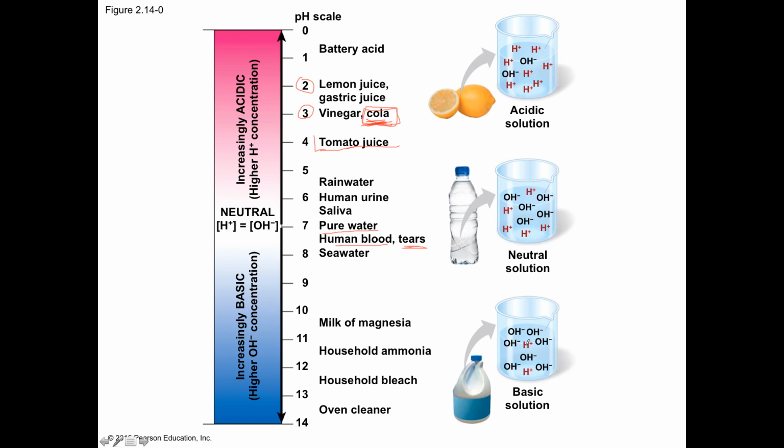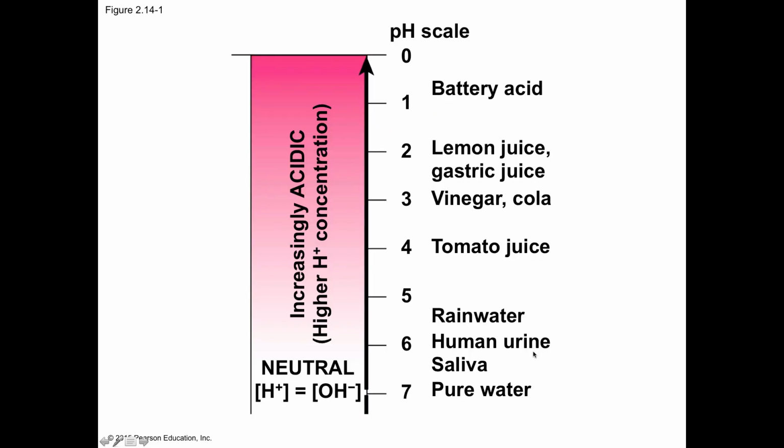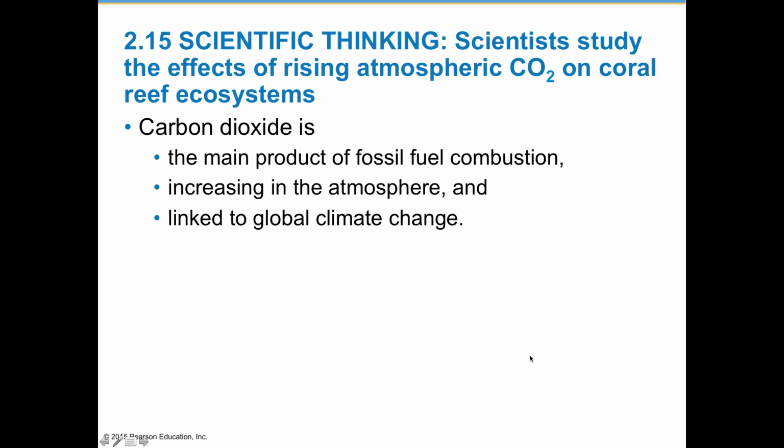So take a look at what they have in these beakers over here. In an acidic solution, you have lots of H+, but very little OH. In a neutral solution, you have equal amounts of OH and H+. Okay? In a basic solution, just a couple of H+, but lots of OH. All right?